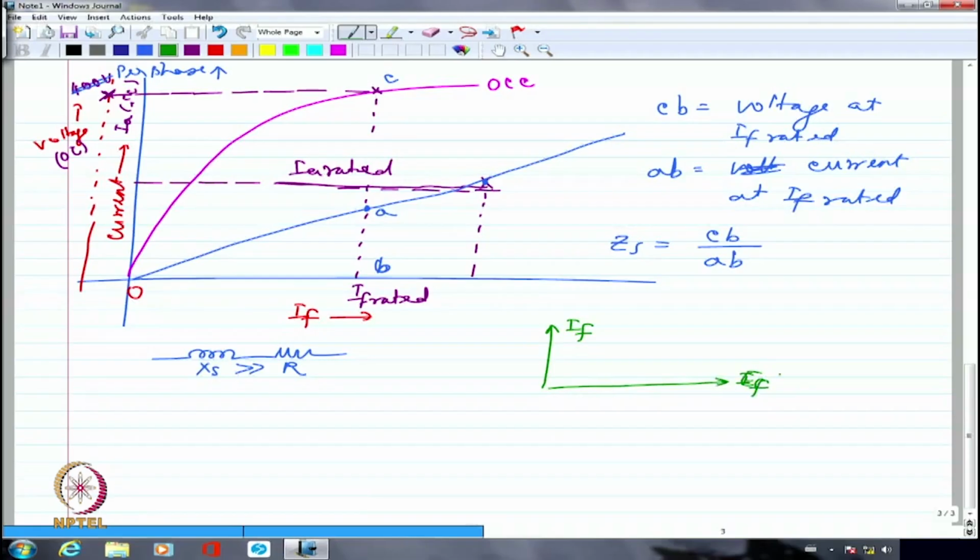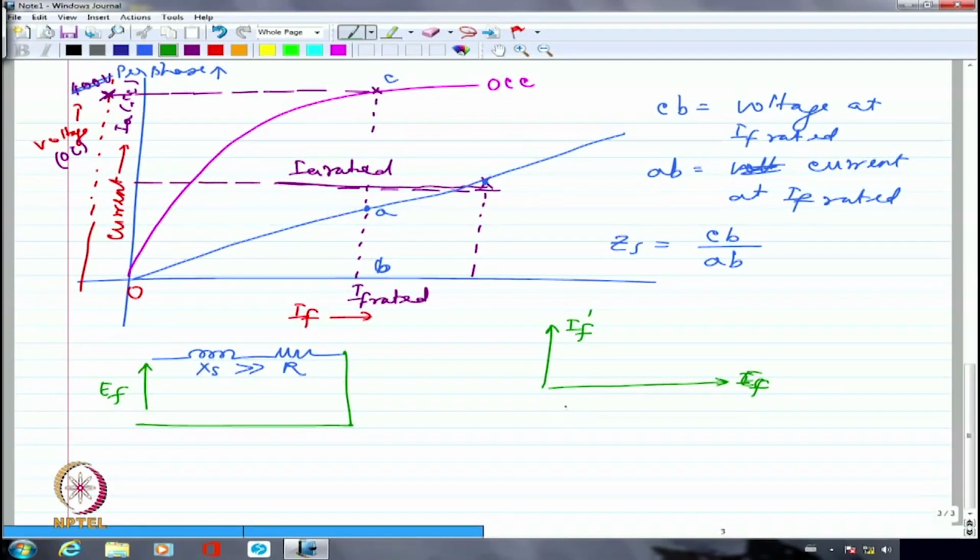EF is somewhere here. This is IF dash, and this is EF. If I am going to have a current in the armature which is highly inductive, I am not having any external impedance. The only thing I am having is Xs, and R is negligibly small. Xs is way too large. So I have short circuited this and I have connected EF here. This is what I have done during the short circuit condition.